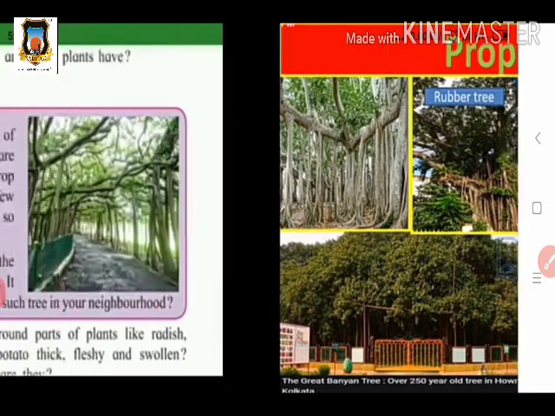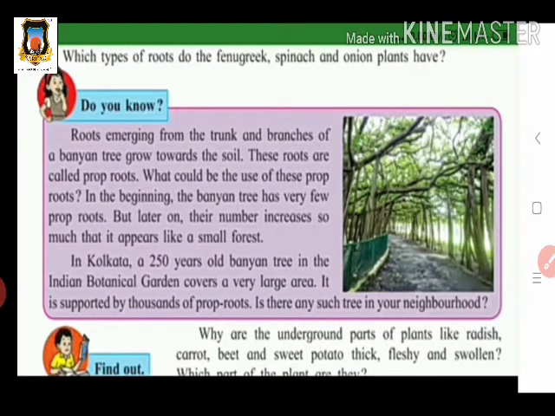So you should find out why the underground parts of plants like radish, carrot, beet and sweet potato are thick, fleshy and swollen. Which part of the plant are they? So they use a question in your textbook, that is you have to observe that plants, radish, carrot, beet and sweet potato have a thick, fleshy and swollen part. Why do these plants have a structure like a thick, fleshy and swollen part? So how can we identify which part of the plant it is?